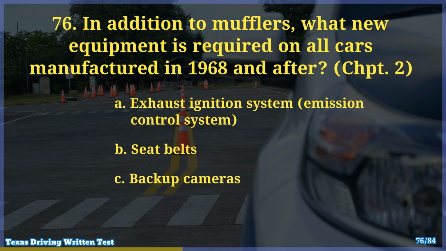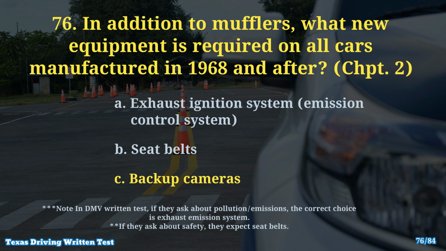76. In addition to mufflers, what new equipment is required on all cars manufactured in 1968 and after? A. Exhaust ignition system, emission control system. B. Seat belts. C. Backup cameras. Answer is A and B. Note: in DMV written test, if they ask about pollution/emissions, the correct choice is exhaust emission system. If they ask about safety, they expect seat belts.